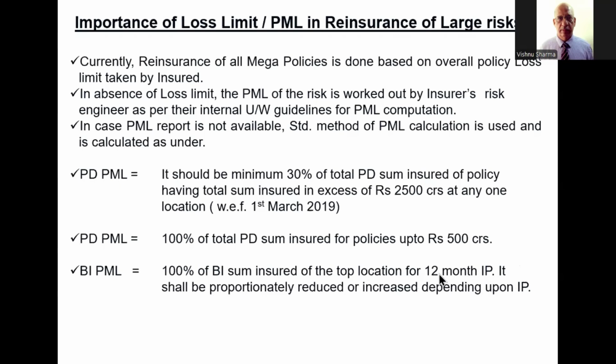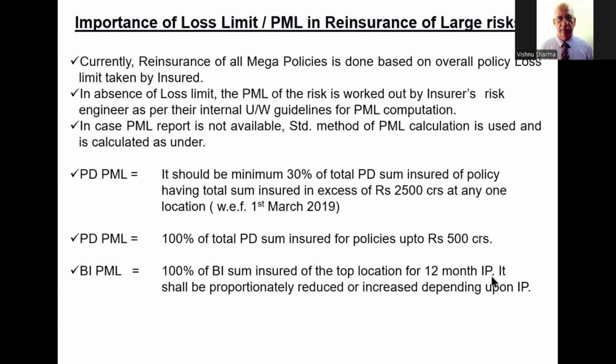But for PML purpose, if the indemnity period is taken as 6 months, then of course, we consider 50% of that. But your treaty guidelines do not permit this. They say minimum 100% of BI sum insured has to be taken for the purpose of calculation of PML. So material damage PML, 30% or 100% as the case may be, and BI it is 100%. This is the way PML is to be calculated.